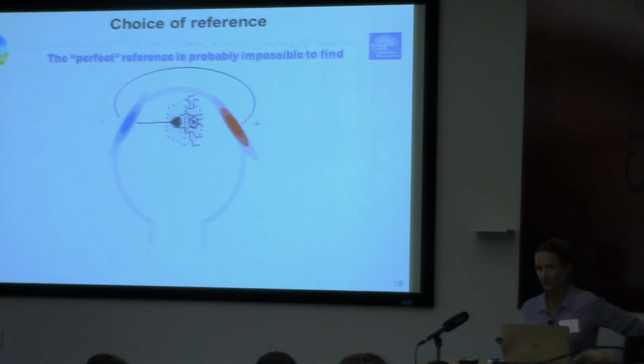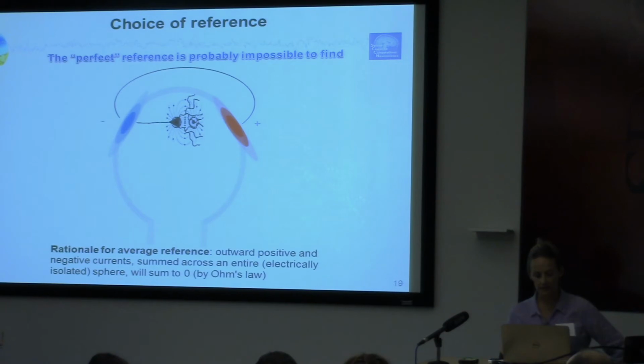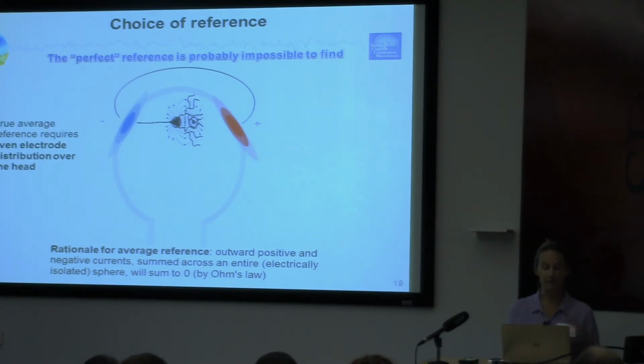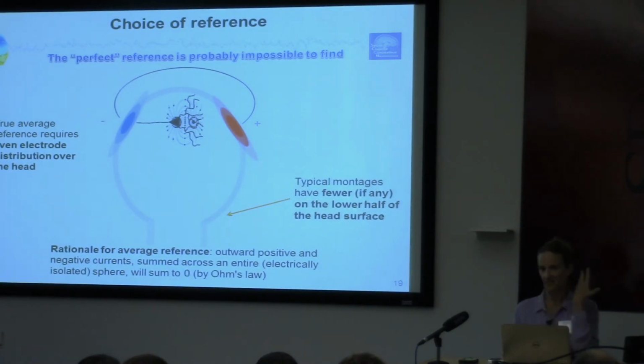Just a word about the choice of reference. Of course, it's up to you, and sometimes there's reasons to go one way or another. There's probably no perfect reference. In theory, average reference should be good, because the outward and the inward currents, when summed across an entire sphere that's electrically isolated, should sum to 0, and that should be ideal. But that means you need an even distribution of electrodes all over the head, and in practice, it's very rare to have electrodes at the bottom of the head. So that's just something to think about. There's no perfect one, so you do what makes most sense for you.